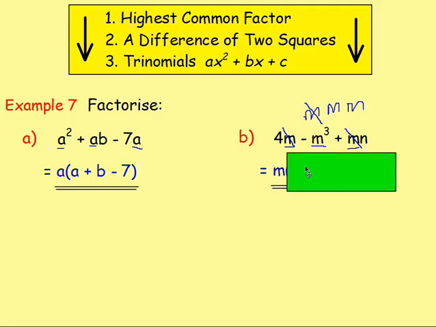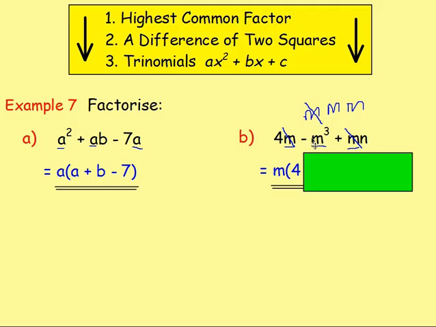So we're taking out m as a common factor. Number-wise, there's a 4 there, but no other numbers. There's an n there, but there's no other n, so they don't have anything else in common, so it is just m. So bracket. M times what is 4m? Well, if we've taken out the m, we're just left with that 4.